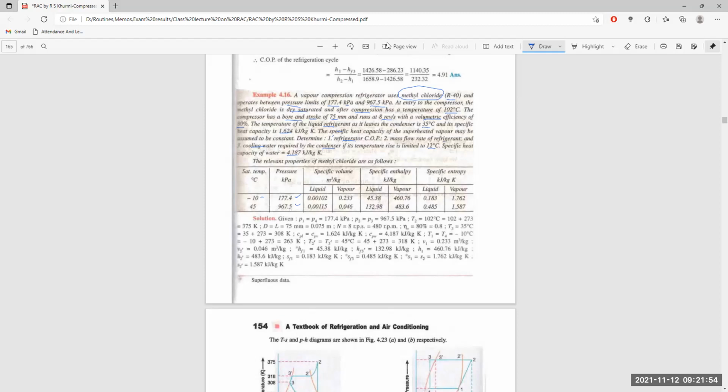Now, the specific enthalpy at the liquid stage and vapor stage is given, and the specific entropy at the liquid stage and vapor stage is given. So let us write down what is given. We have to find out the heat content, or enthalpy, at all four stages, H1, H2, H3, and H4, in order to find the COP itself. Let us write down in detail what is given and what we are supposed to calculate.